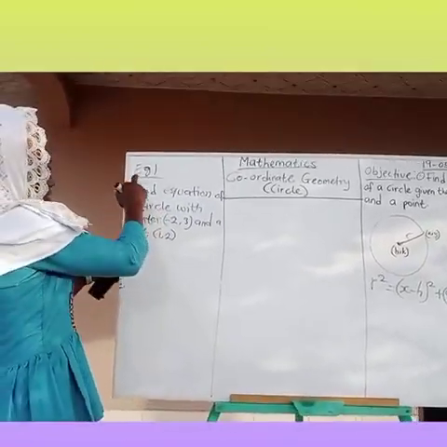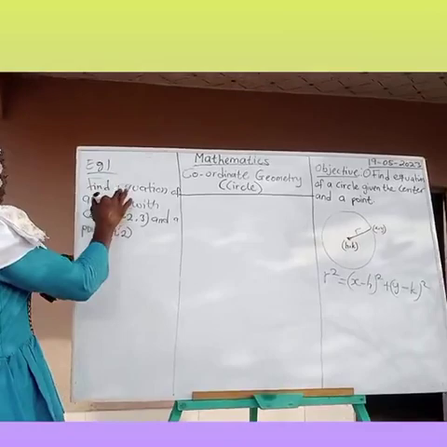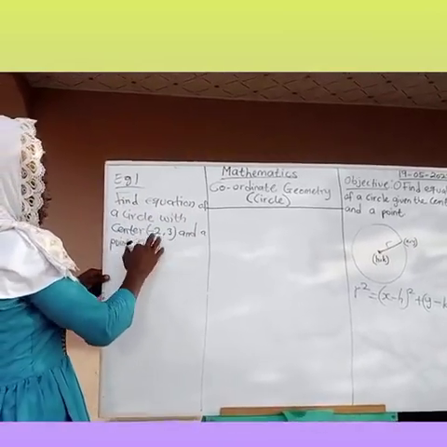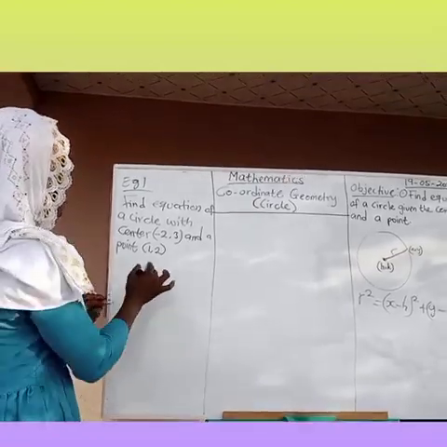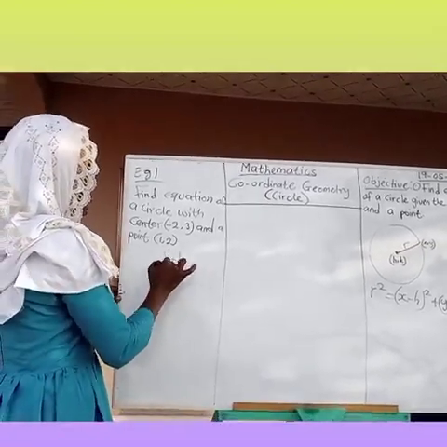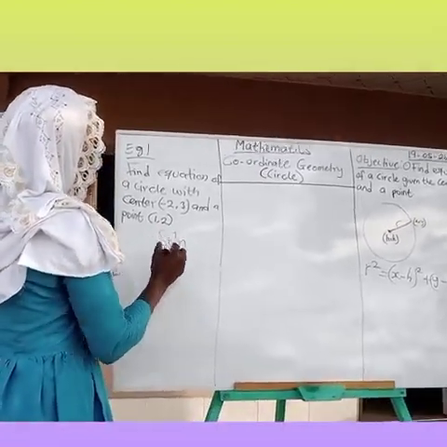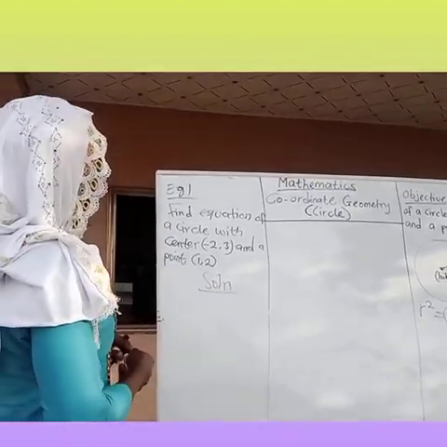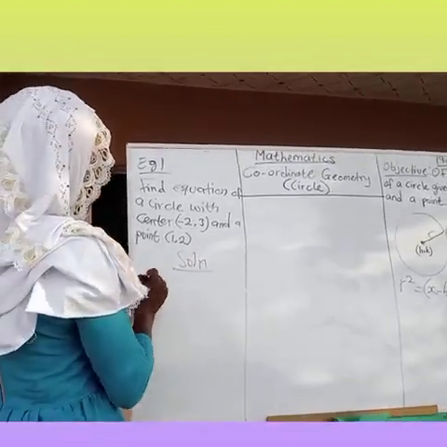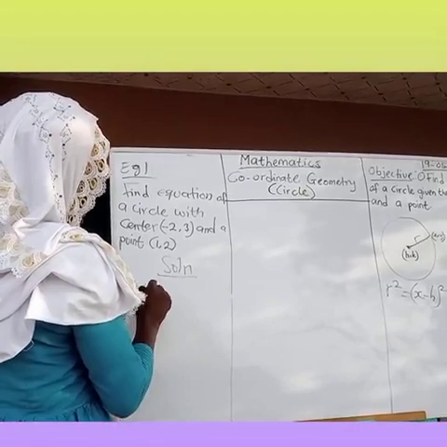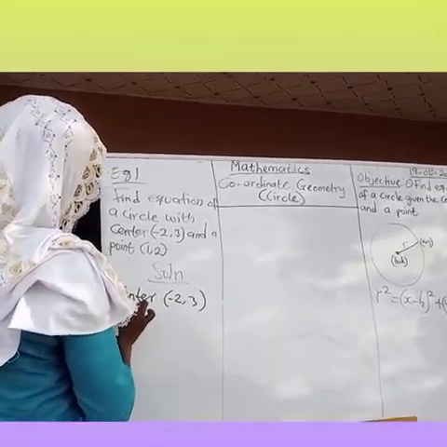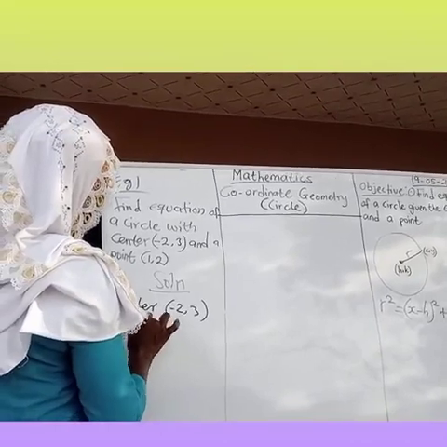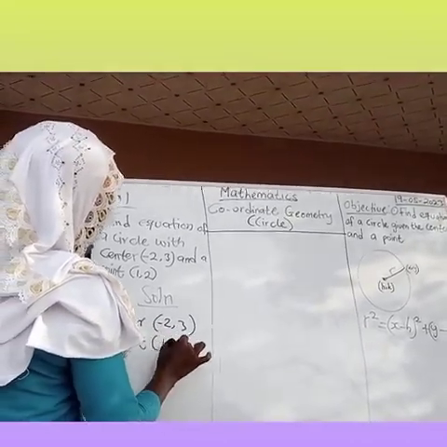We have an example here. Find the equation of a circle with center (-2, 3) and a point (1, 2). Solution. To do this, we need to find the radius. So we have the center to be (-2, 3), and our point to be (1, 2).